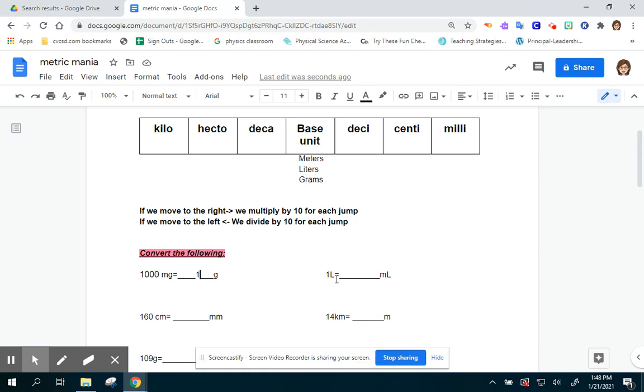Let's look at 1 liter. 1 liter equals how many milliliters? Well, I don't have a prefix here, so I know that is the one that's at the base. And how many milliliters is that? Well, let's go over 1, 2, 3 jumps. So put my decimal point, throw some zeros in there. I'm going to go over 1, 2, 3 jumps. So my decimal point is going to move over 3, and that gives me the number of 1,000.